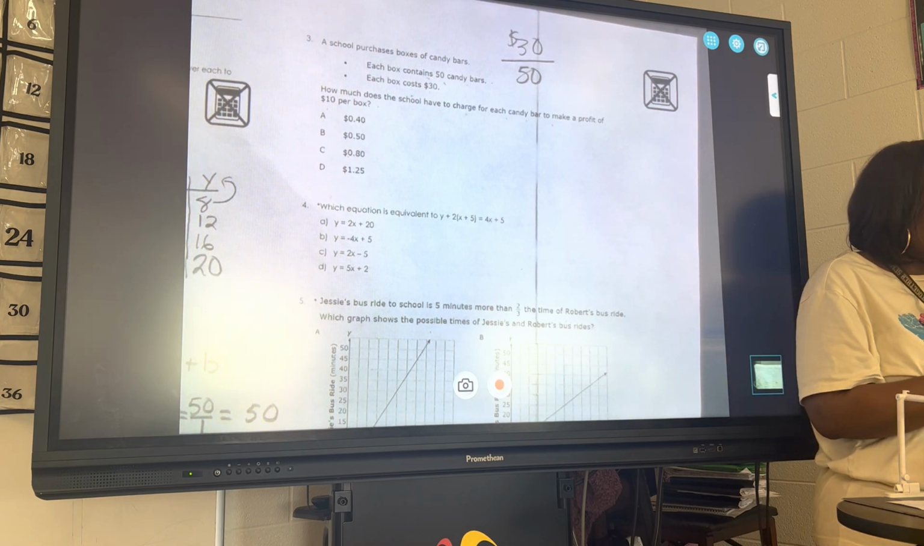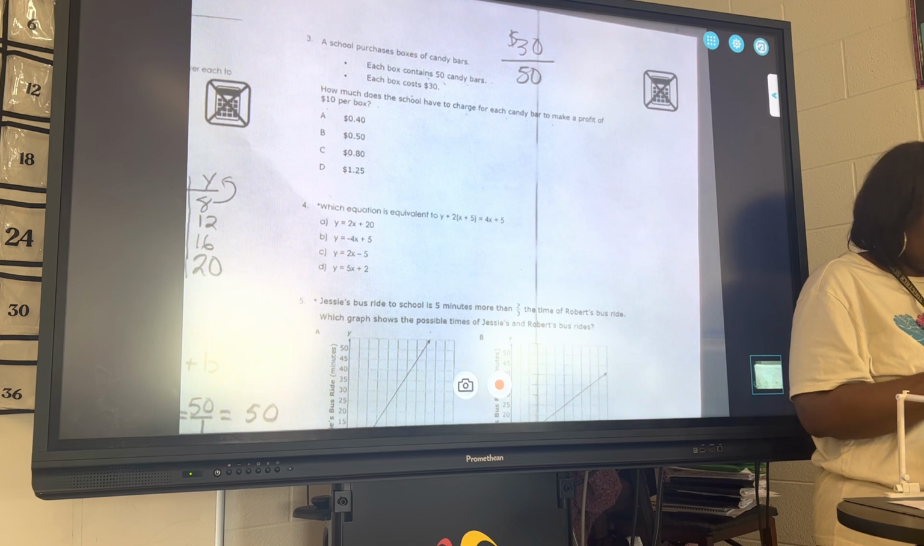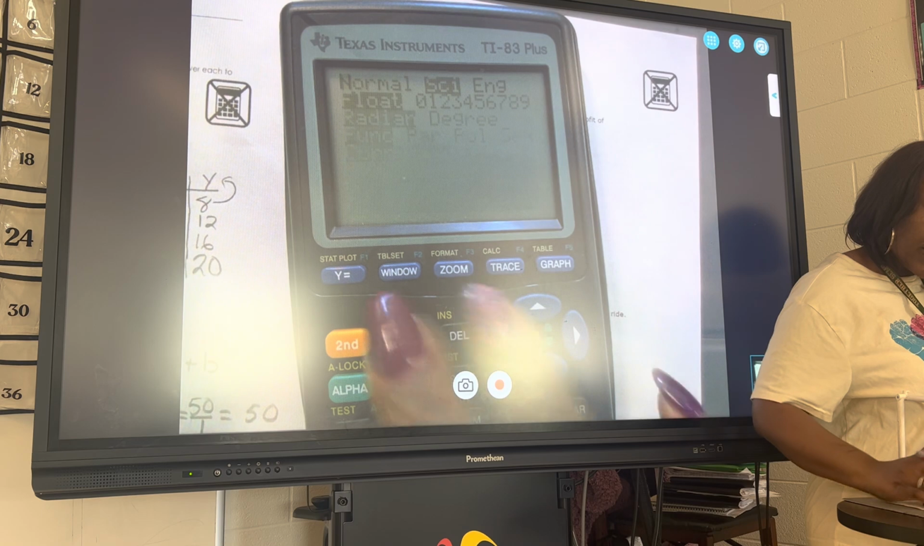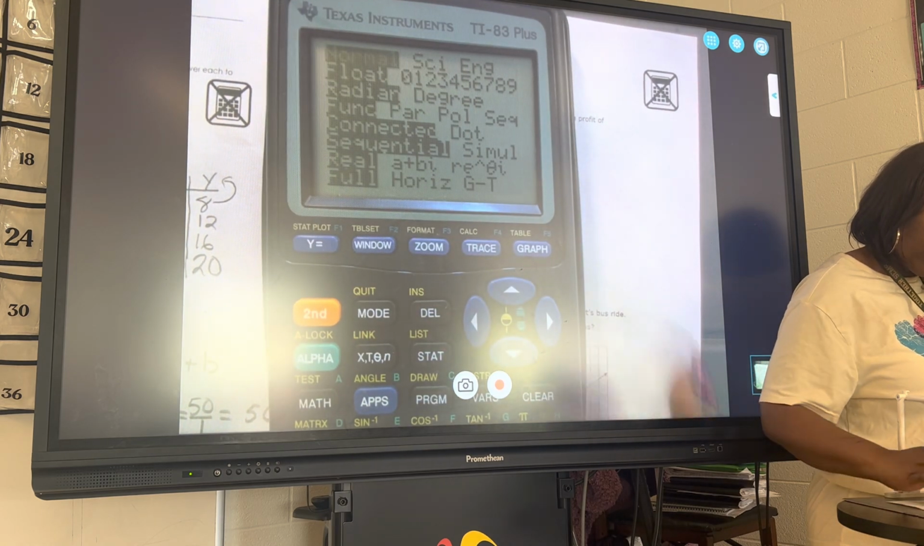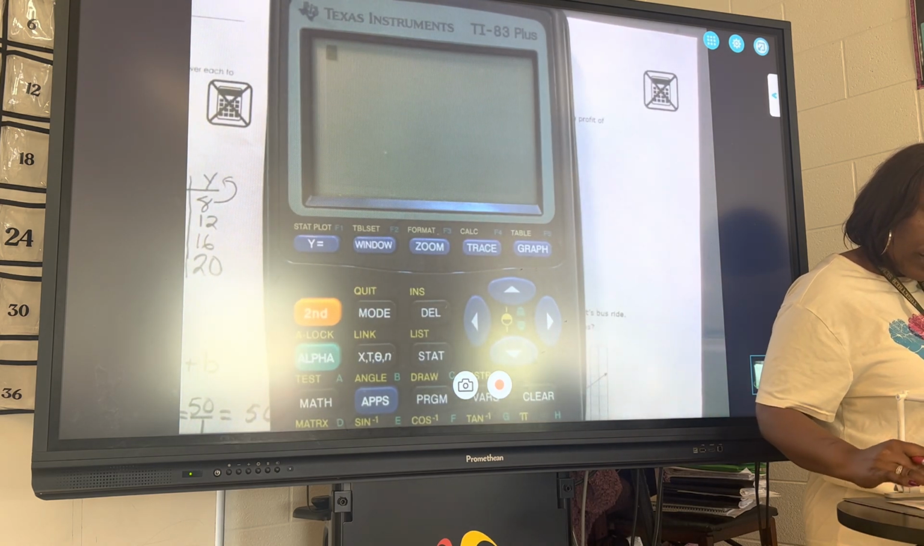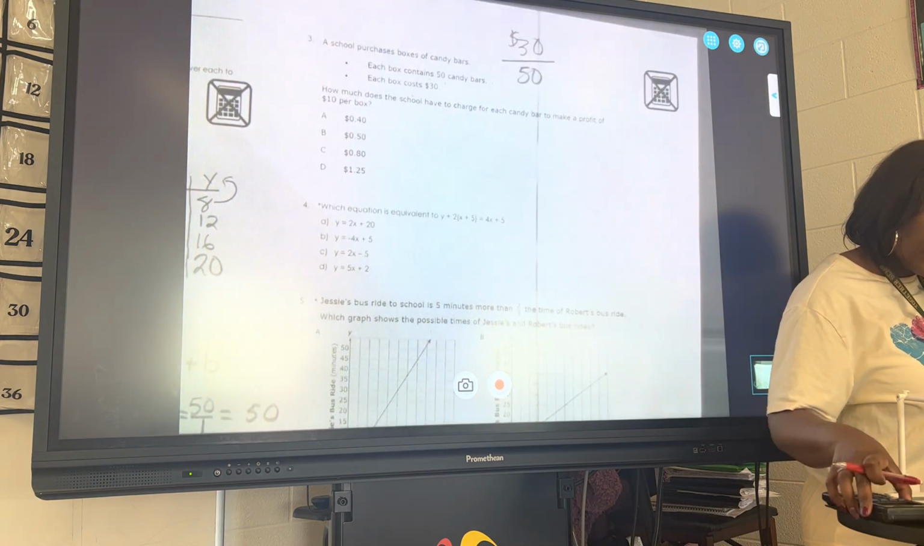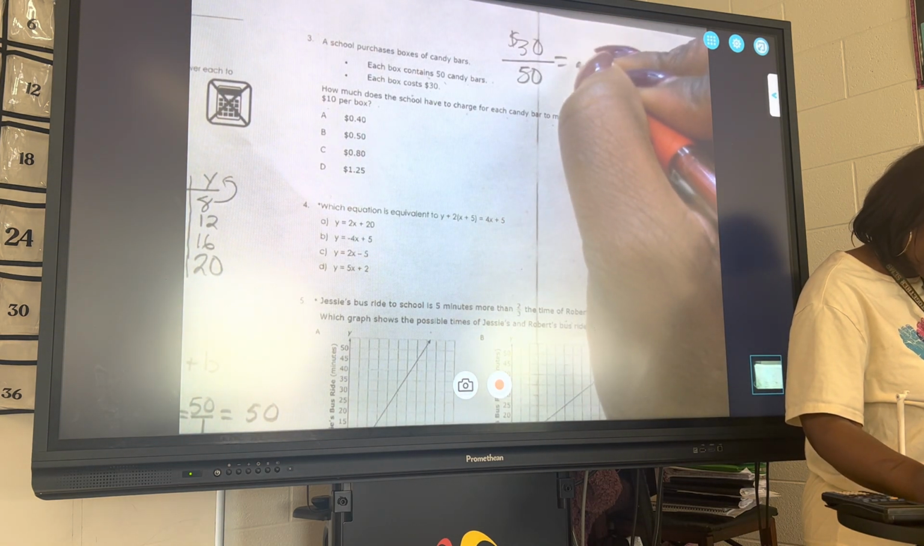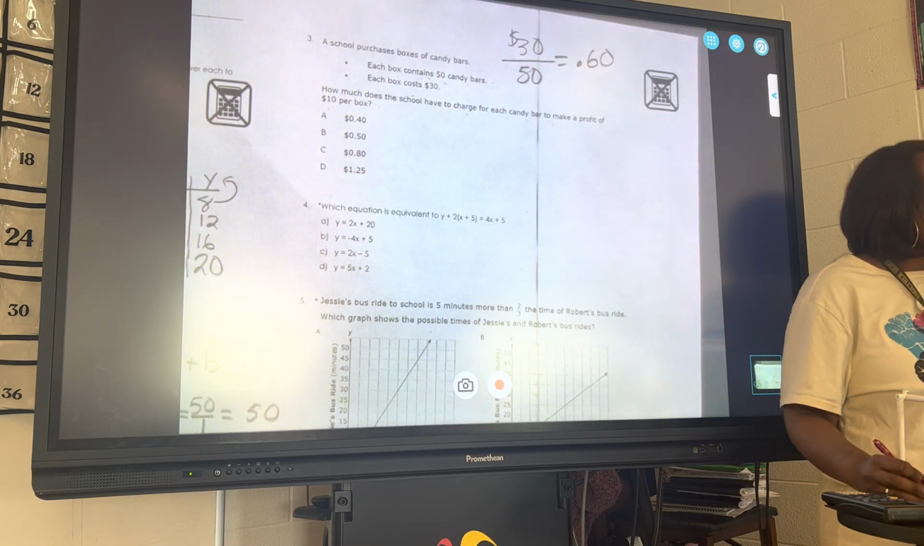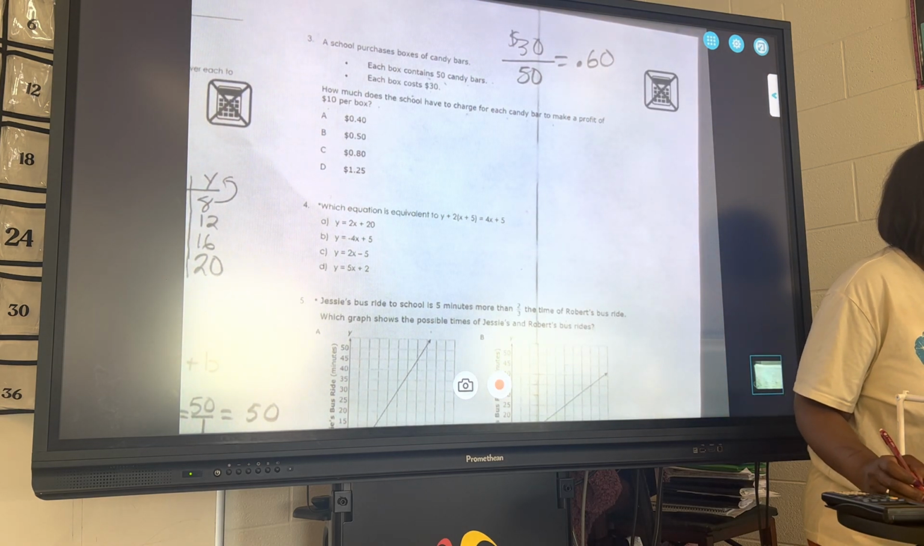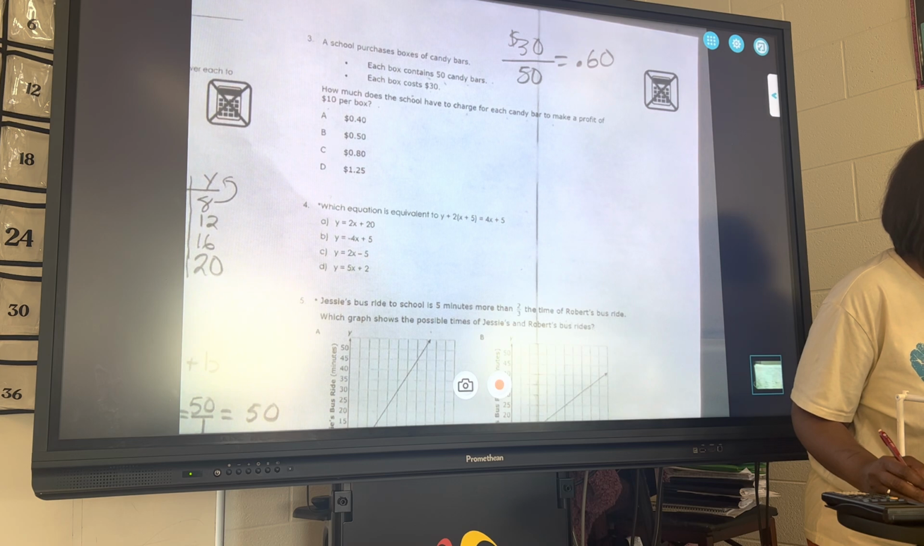Okay, so let's type in 30 divided by 50. What's 30 divided by 50? Okay, let me take it off scientific notation, put it back on normal. So $30 divided by 50 candy bars is 60 cents. So if you charge only 60 cents for a candy bar, you're going to break even. So you have to charge more than 60 cents.